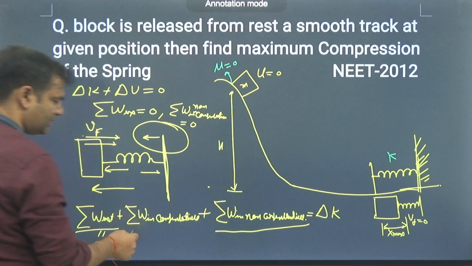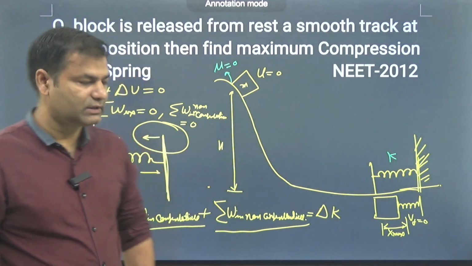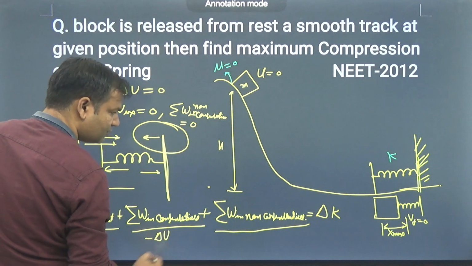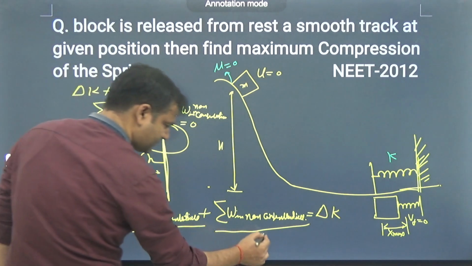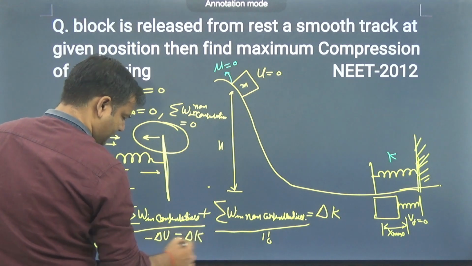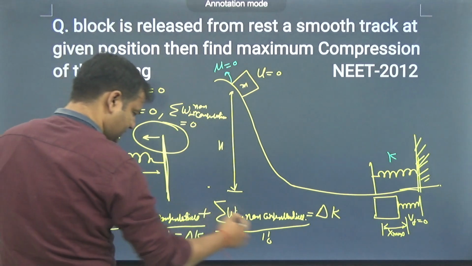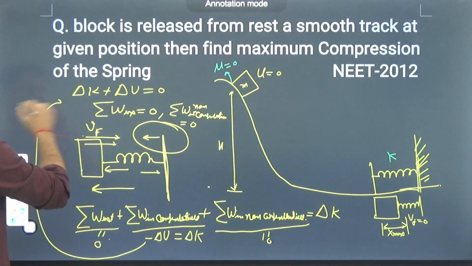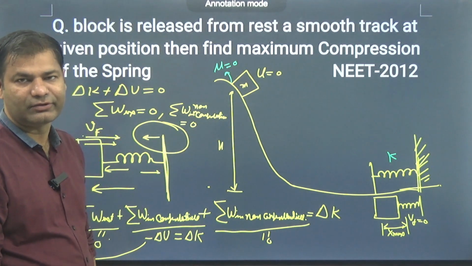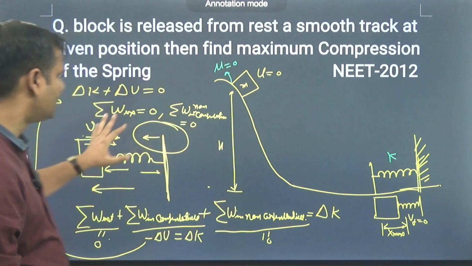So work done due to the conservative force, here the gravitational force, is minus delta U, and this equals delta K. The external and non-conservative work terms are 0. So minus delta U equals plus delta K. This is called conservation of mechanical energy. Clear or not? Why is this valid?